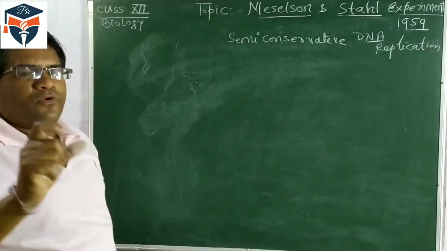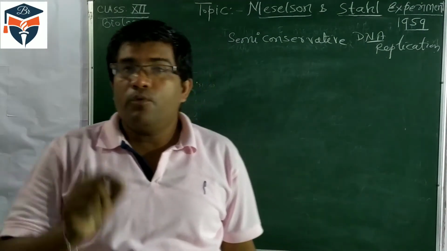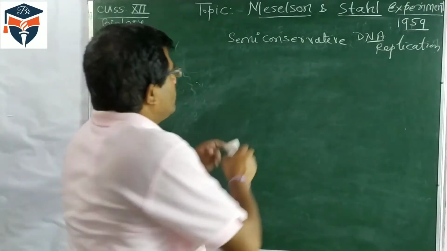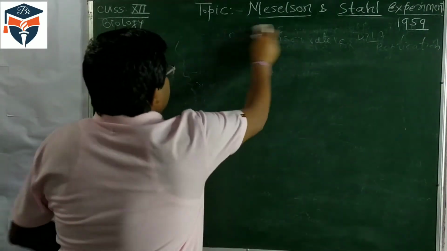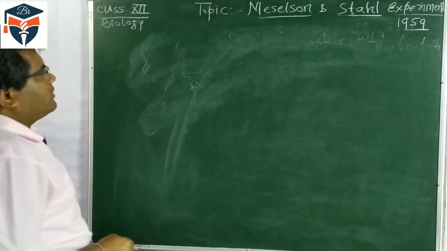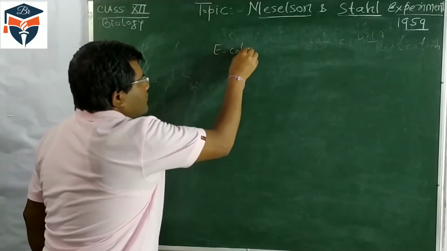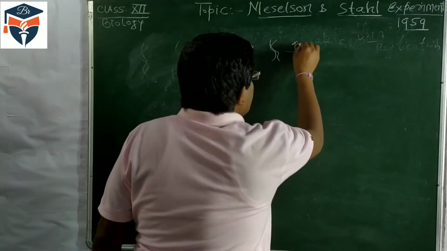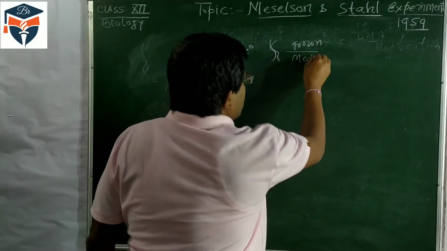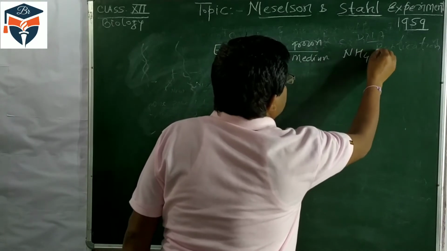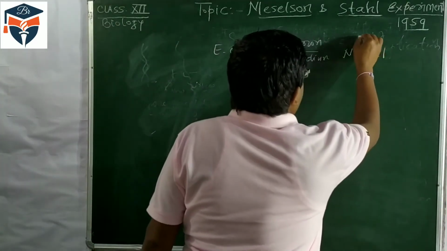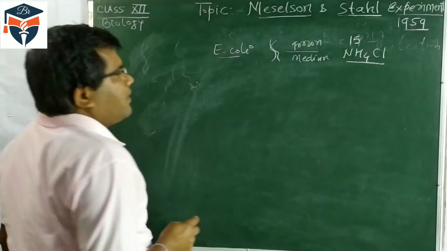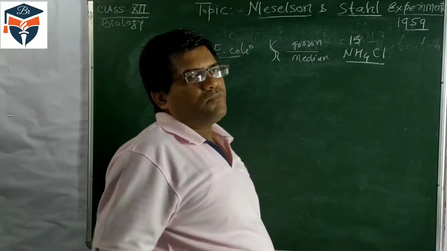So what is the Meselson and Stahl experiment? By this experiment, both scientists proved that DNA replication is semi-conservative. First, Meselson and Stahl took E. coli bacteria. This E. coli has its own DNA, and they grew this bacteria in a medium containing NH4Cl, ammonium chloride, where the nitrogen is the heavy nitrogen.